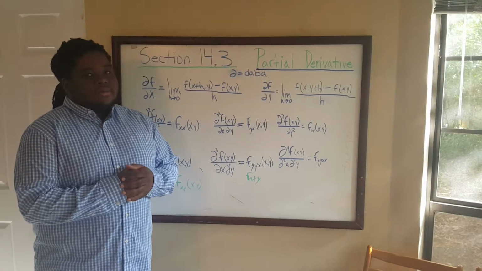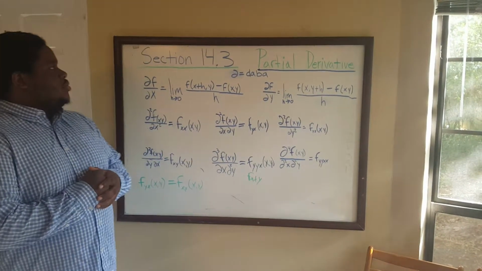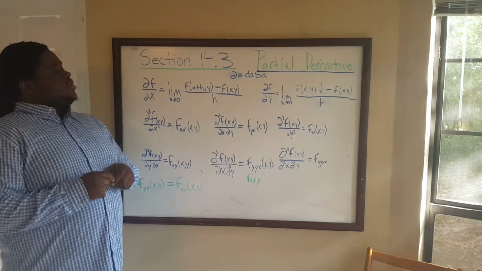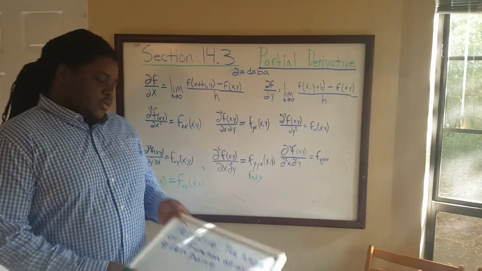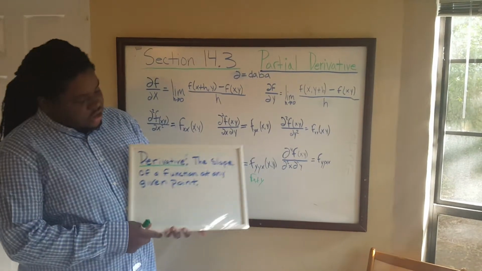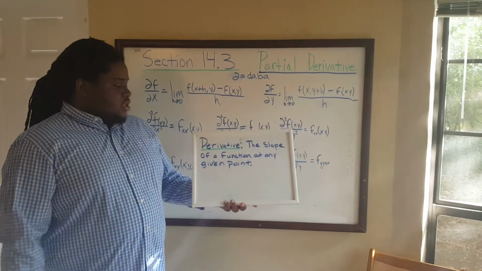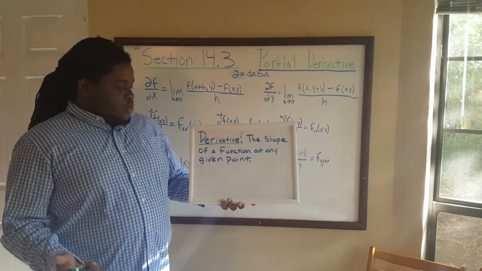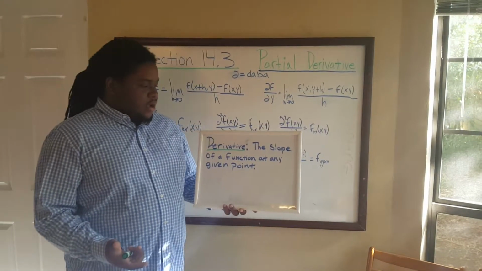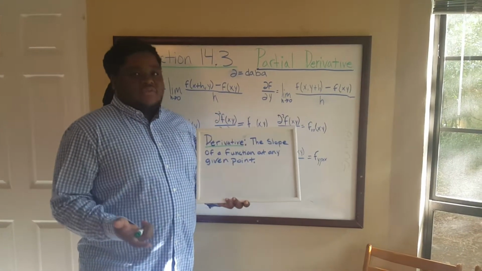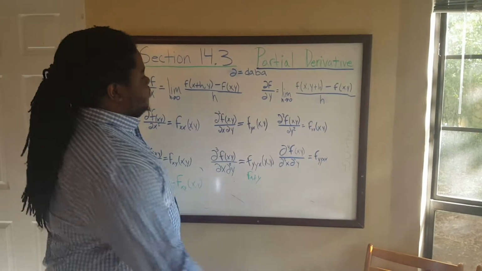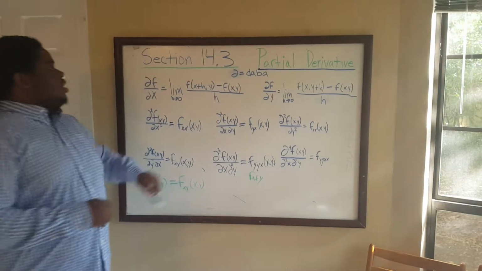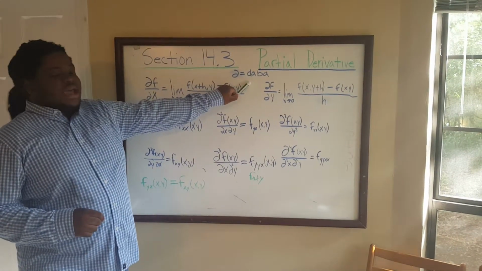I'm Reginald Hurchins, and my video presentation today will be on section 14.3, which is partial derivatives. Now, I want to start with the definition of just a derivative, which is the slope of a function at any one given point. Now, when that function has more than one variable, that's when you have to apply partial derivatives. And this is the symbol for partial derivatives, dabbled.